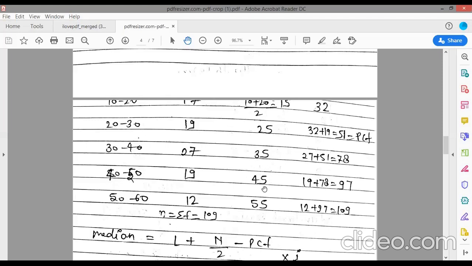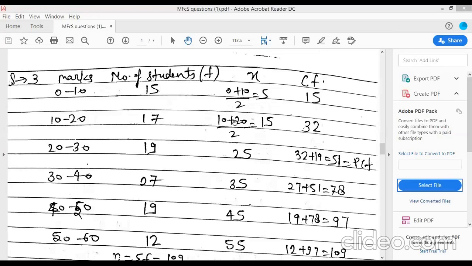40 plus 50 divided by 2, 45. 50 plus 60 divided by 2, 55. That means third column will be your x. This is your x column, this is your f column. Now next you need to calculate your cumulative frequency. So look at this PDF.